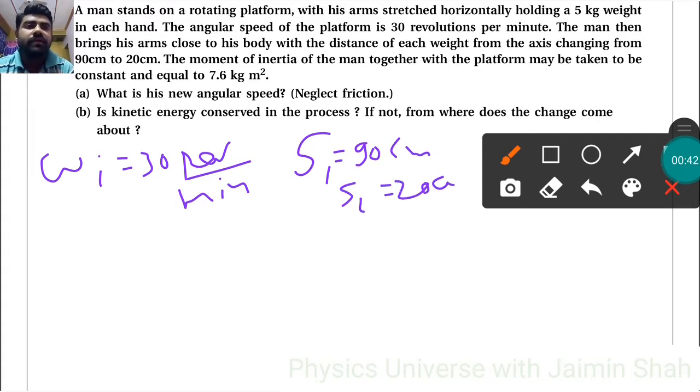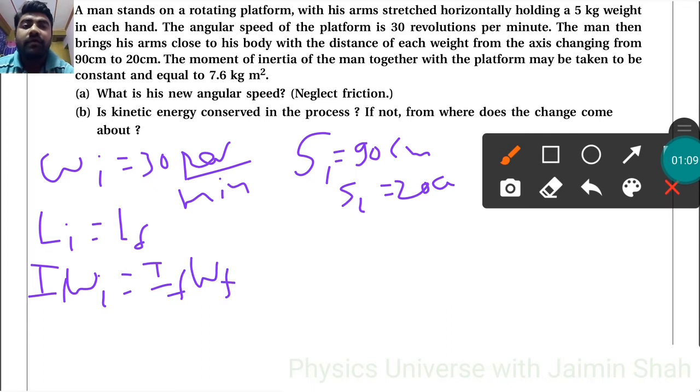The moment of inertia of the man together with the platform may be taken to be constant and equal to 7.6 kilogram meter square. What is his new angular speed? To find that, always remember L_i is equal to L_f, meaning angular momentum is always the same. So I_i omega_i is equal to I_f omega_f. Now we need to find I_i and I_f.